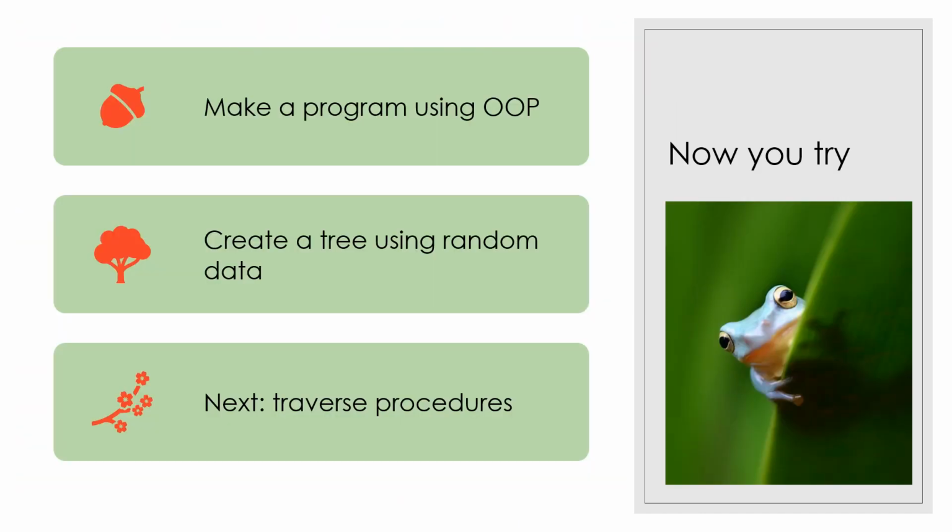So with that in mind, can you make a program using object-oriented programming just in the way that I've just shown you? And if you want a bit of an extra stretch, you could embed it in some sort of random number generator, so it creates a random tree of any size that you like. But be patient, because next time I'm going to show you how to add a traverse procedure which will visit every node in your tree and print them out one after the other.